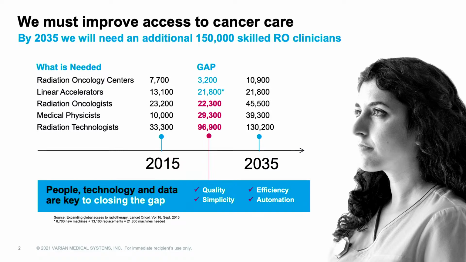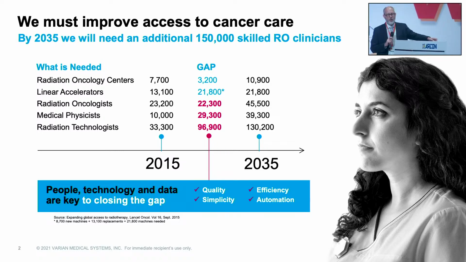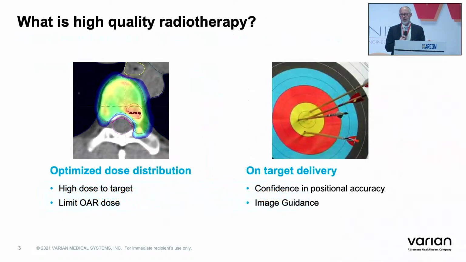Next slide. So these are the things that we focus on in our products, in our portfolio, particularly around Halcyon. Quality, simplicity, efficiency, and automation. Next slide. So with any delivery system, of course, a couple of the fundamental principles around high quality radiotherapy is maximizing and optimizing the dose to the target, and delivering that on target and minimizing dose to normal surrounding tissues. Kind of fundamentals of radiotherapy, really, and certainly a guiding principle in any of our delivery systems.